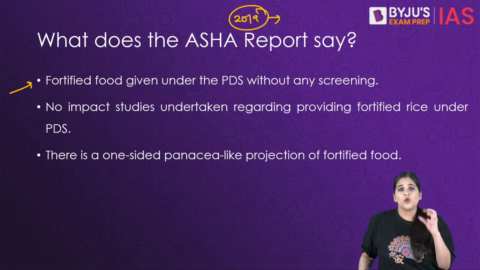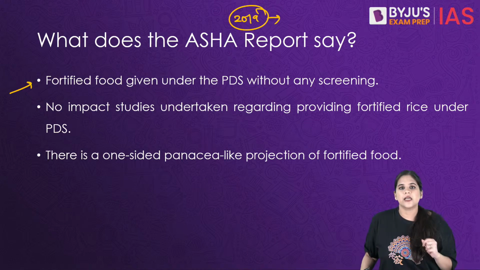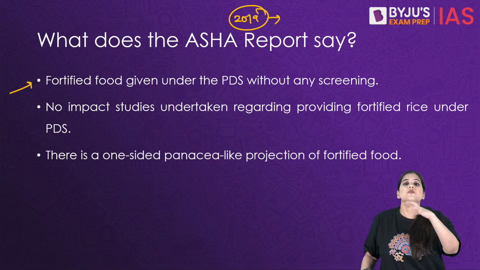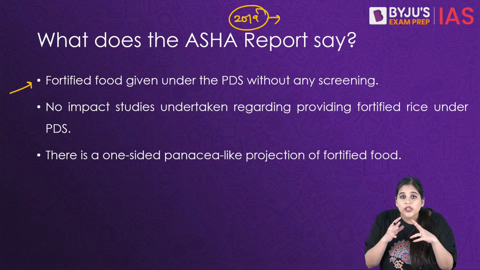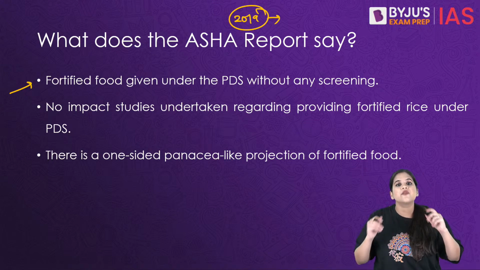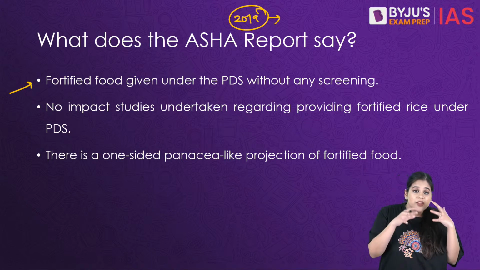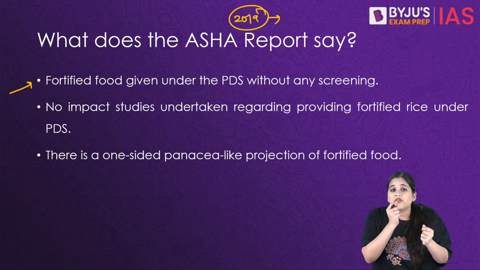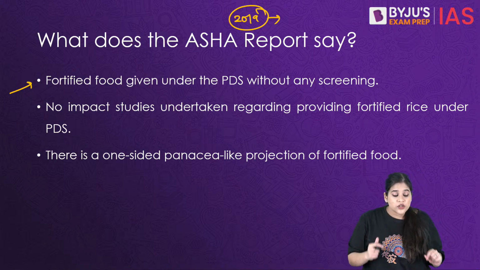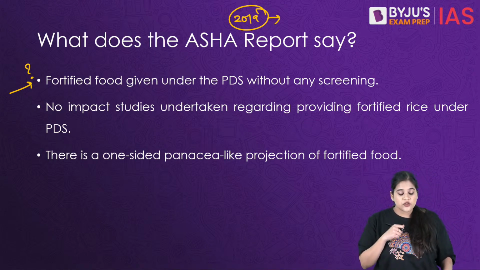Now people who have diseases like sickle cell anemia are required not to consume high amounts of iron. Now these people, when they are getting their rice from the PDS system, are given the fortified rice. It is not clear whether or not they have the choice to opt for normal rice. So they are consuming such rice. So that is again raising a big question.